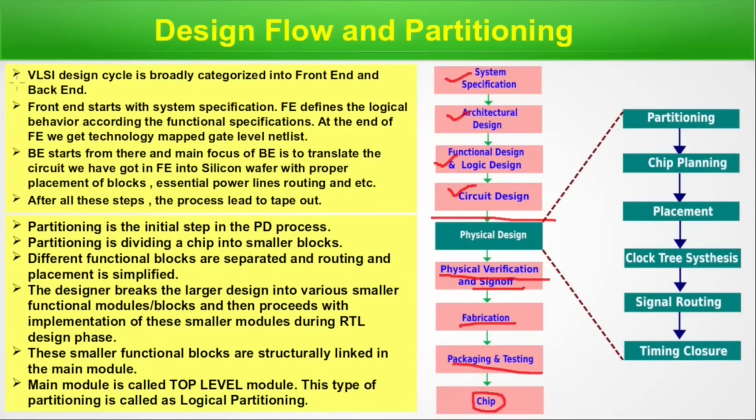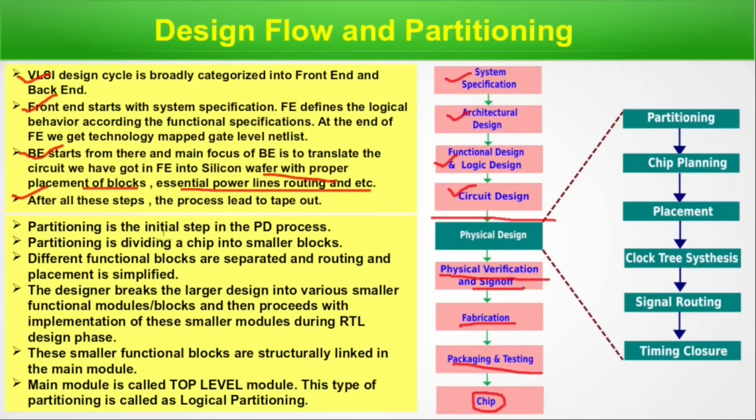So the VLSI design cycle is broadly categorized into front end and back end. We know that the front end starts with system specification and it defines the logical behavior according to the functional specification. At the end of the front end, we get a technology mapped gate level netlist. So this is the objective of the front end. Now the back end starts from there, and the main focus of the back end is to translate the circuit we have got in the front end into silicon wafer with proper placement of blocks, essential power lines, routing, etc. After all these steps, the process leads to tape out. So this is a small description of the flow.